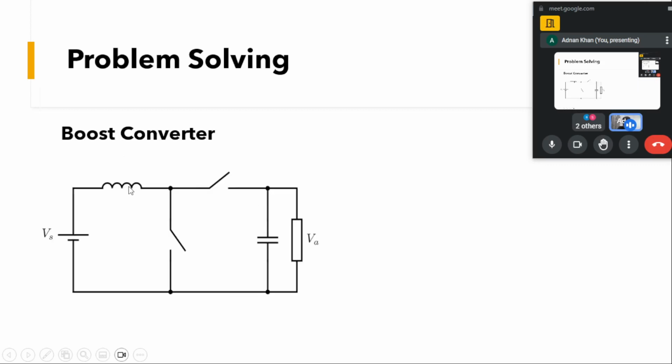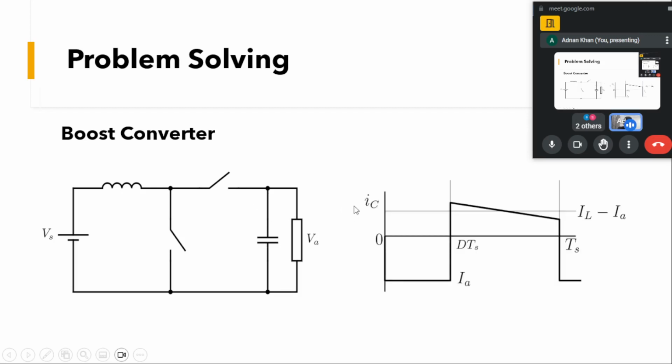So we have this boost converter topology. For 0 to DTs this switch will be on, and for DTs to Ts this device will be on. For 0 to DTs, L has Vs across it and stores energy, and when the other device is on, it will be Vs minus Vout. For the interval 0 to DTs, the current through the capacitor will be minus Iout. You can see by this equation.